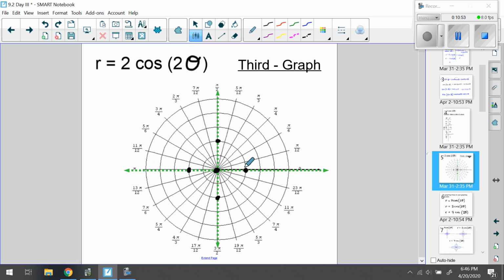And so now I'm going to plot that value. Pi over 6 is 1. So that's going to put me here. Now I can use symmetry to help me out. If I flip over this line, that's going to be negative pi over 6, which will also be 1. Also, if I flip over the vertical line here, at 5 pi over 6, that one's also going to be 1. And then at 7 pi over 6, that one's also going to be 1.